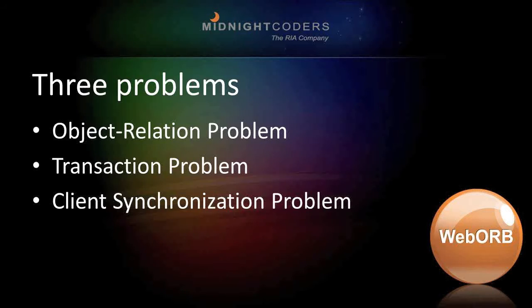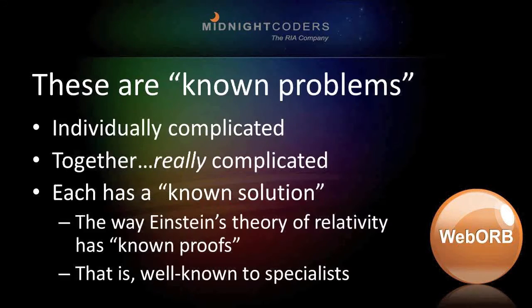The second problem is that some changes can be allowed to occur only in groups, which succeed or fail as a single unit. That's the transaction problem, which has been well-known for even longer, since about the 1960s. And the third problem is that many people are looking at the same data, and when it changes, their view of that data needs to be updated. That's the client synchronization problem, and it has also been well known for decades, but it's only become really problematical in the last decade or so with the rise of the Internet.